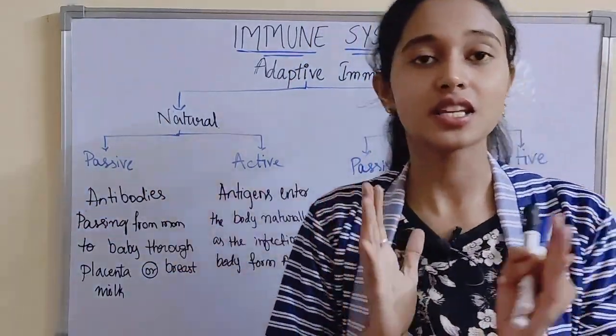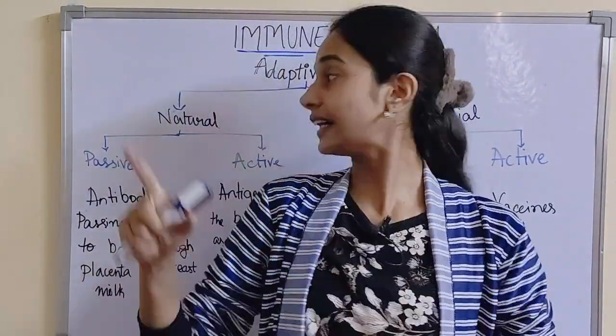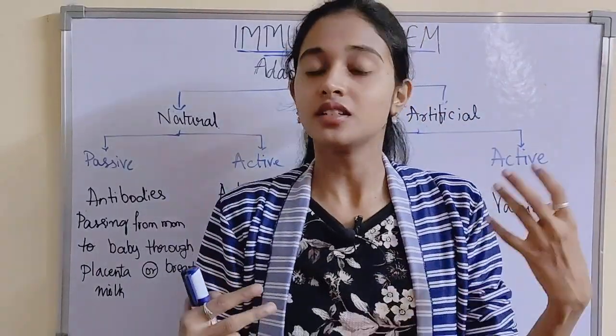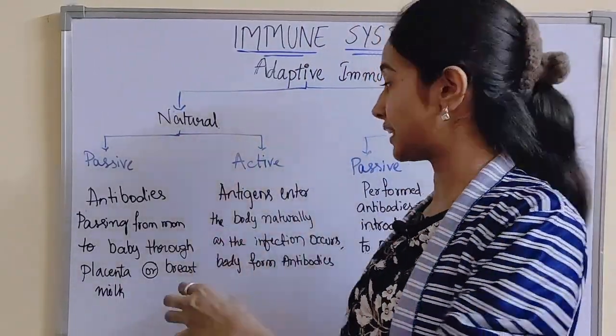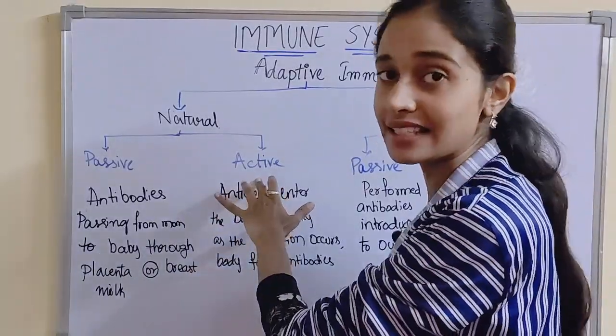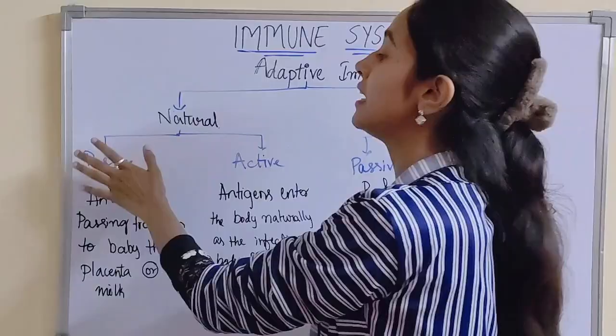Naturally acquired passive immunity. Firstly, what is passive? The word passive suggests that we are doing nothing. In active, we are doing something. जब हम कुछ कर रहे होते हैं, जब हमारा कुछ efforts उसमें पड़ रहे हैं, तो we will call it as active. And if we are not doing anything, then we will consider it as passive.